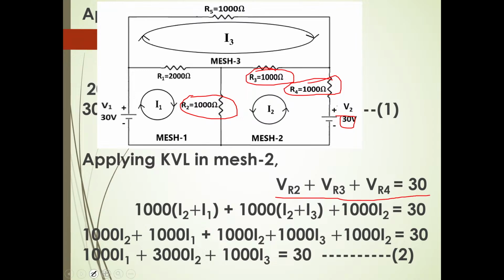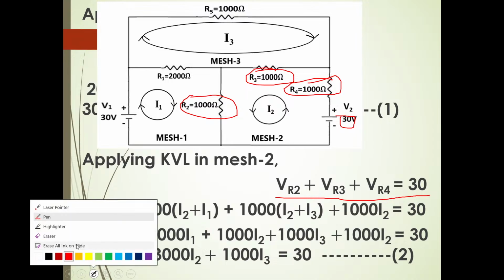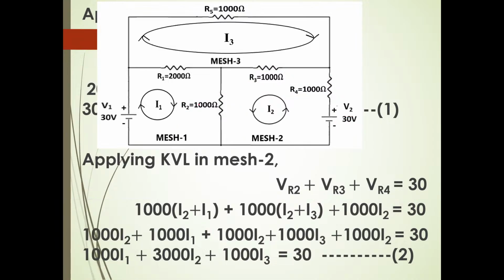So what is VR2? R2 is between mesh 1 and mesh 2. What is the R2 value? 1000. I have already told you, I1 is downward and I2 is downward. Both loop current directions are same. Therefore, you must add the loop current values. So 1000 into I2 plus I1.